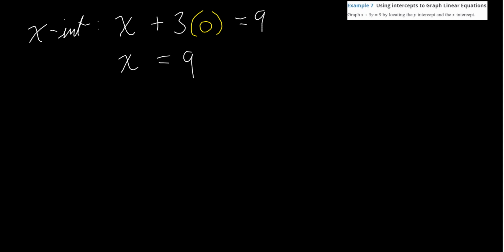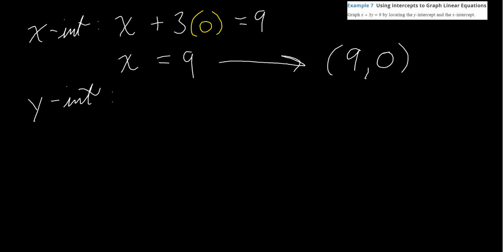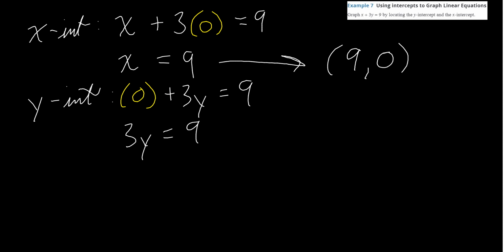So that means my x is equal to 9, which is what we got, and we made y be 0. So that's my point, (9, 0). Now my y-intercept: I set x equal to 0. So 0 plus 3y is equal to 9. We have 3y is equal to 9, and then we divide both sides by 3. So we have y is equal to 3.